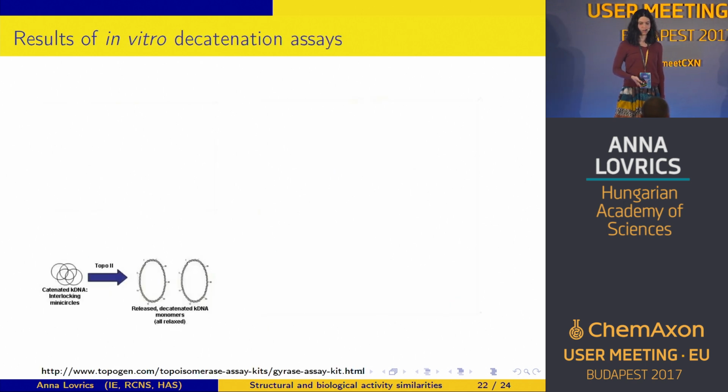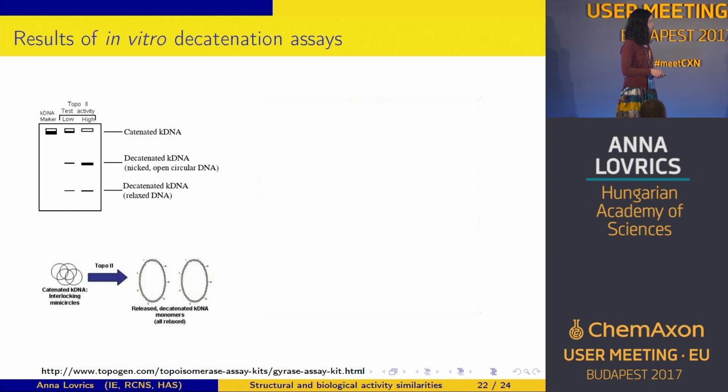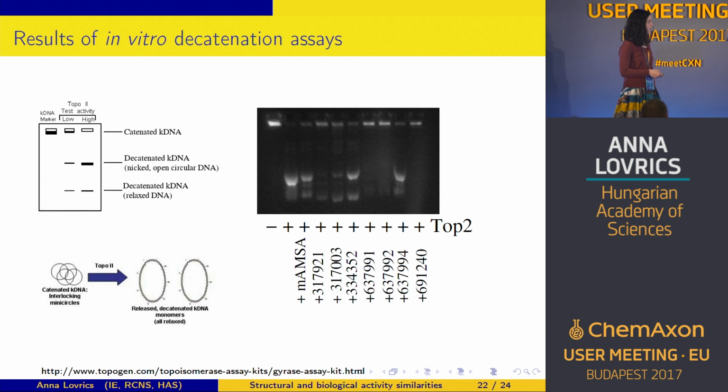We have also looked at an in vitro assay. For topoisomerase 2, there is this specific assay where there are catenated DNA minicircles. This is what the enzyme does: it will decatenate them. And if the topoisomerase enzyme works, then from the original catenated DNAs, we would end up with decatenated DNAs, both nicked open circular ones and relaxed ones. So if we look at a gel photo, then when topoisomerase works, we expect this kind of pattern. And this is the pattern we have obtained.